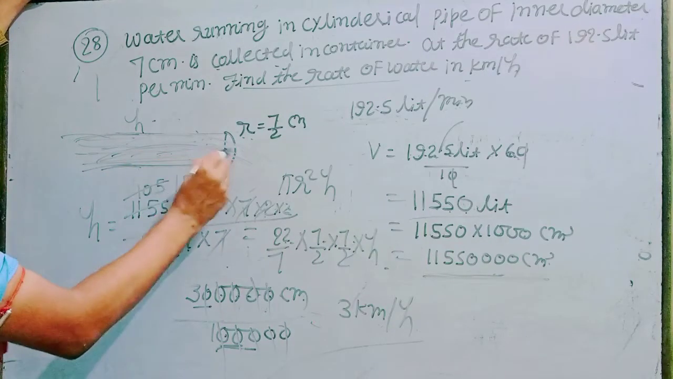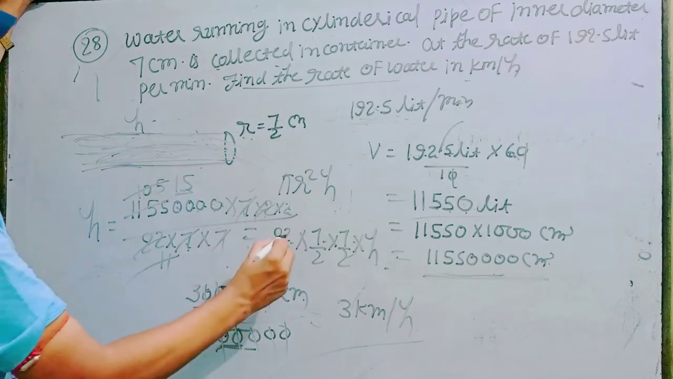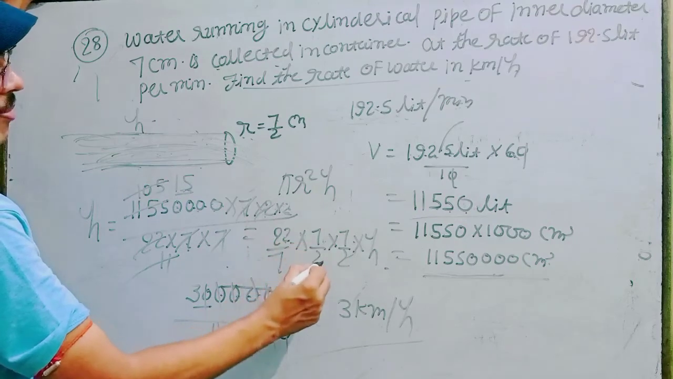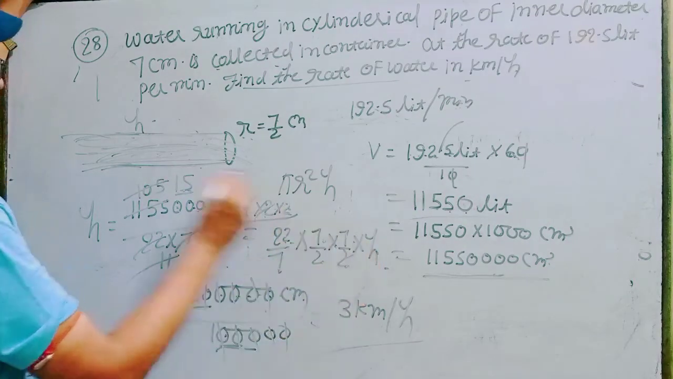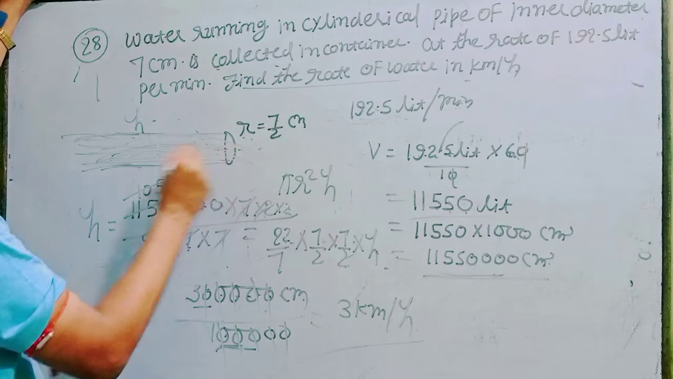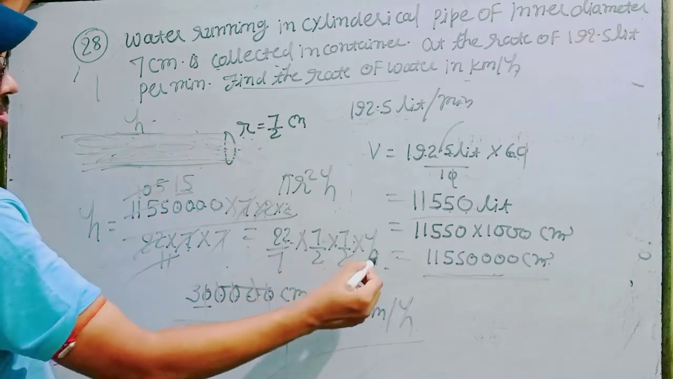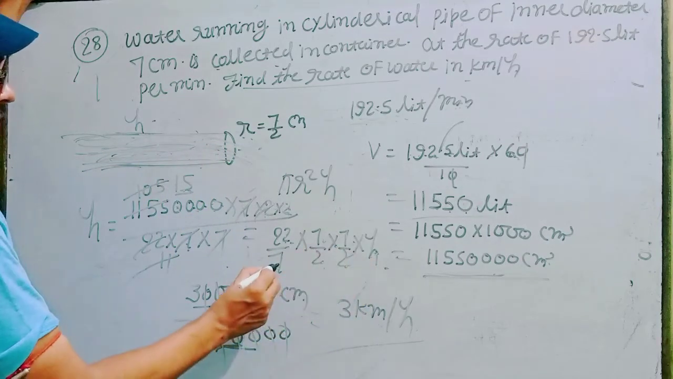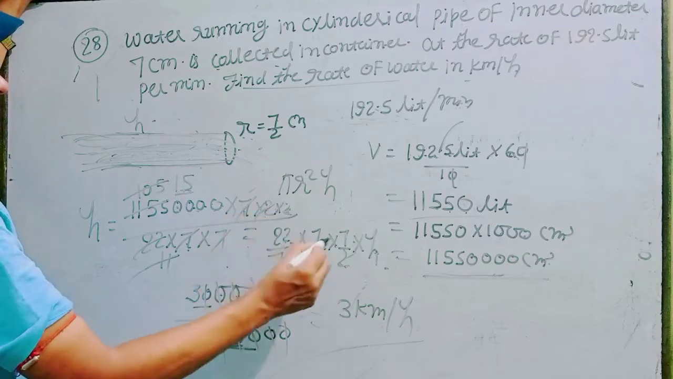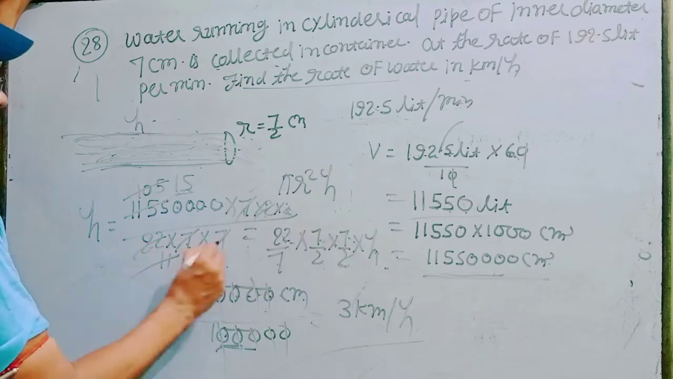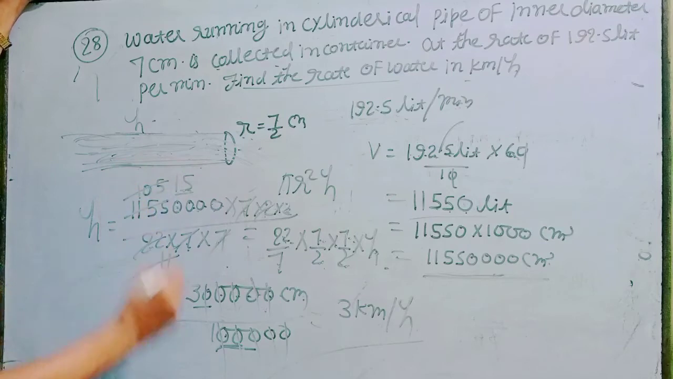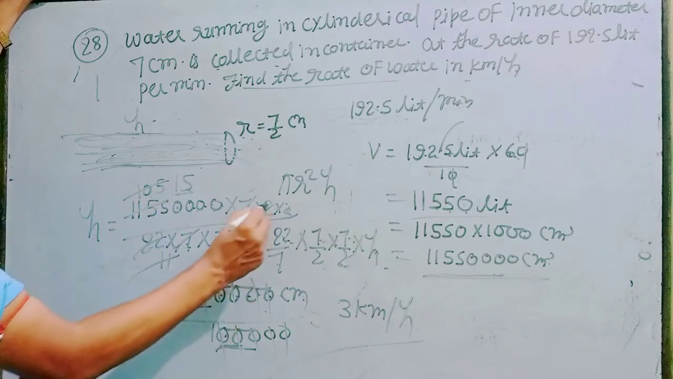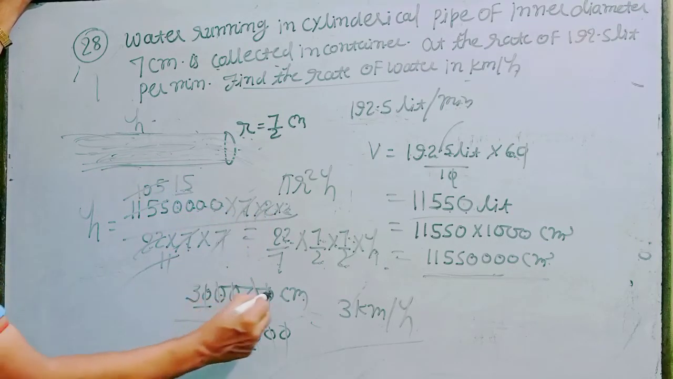So what is the volume of this cylinder in 1 hour? That is 22 by 7 into 7 by 2 into 7 by 2 into h, because pi r square h is the volume of the water released. So what is the h? Then h is equal to this 722 right here and this 2277 I write here. After cancellation you get here 30 and there are number of 0 are 4, so I write here 40.